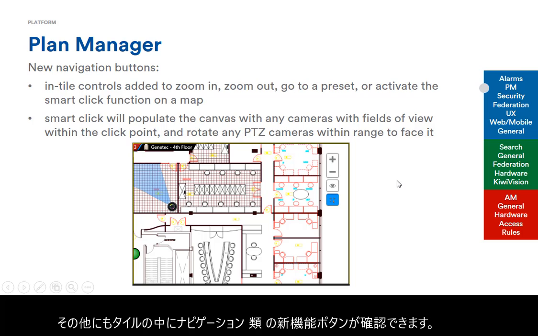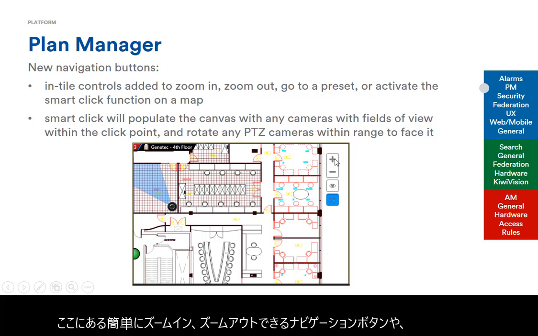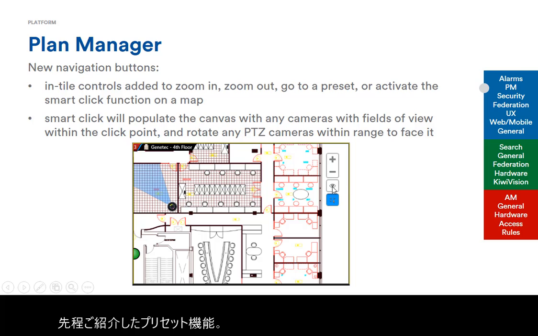So mentioning that, we do have a few new navigation buttons that we've added if you're looking at a tile. So we can zoom in and zoom out using the navigation buttons here. This is where we can get our presets that we just looked at. And we also have the smart click here.